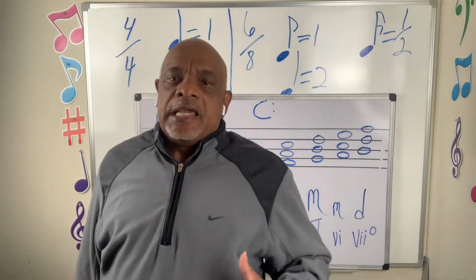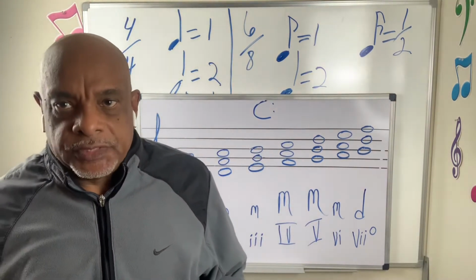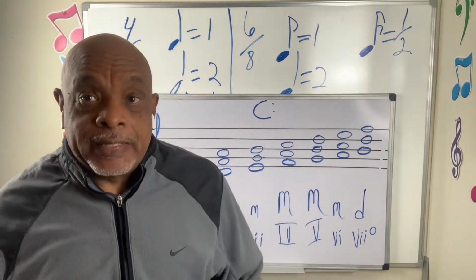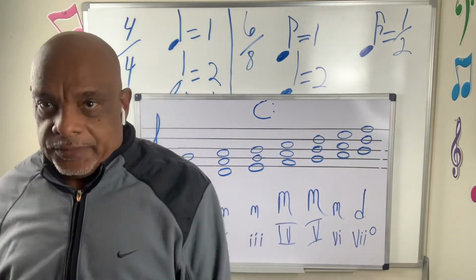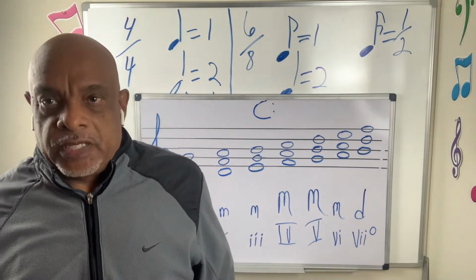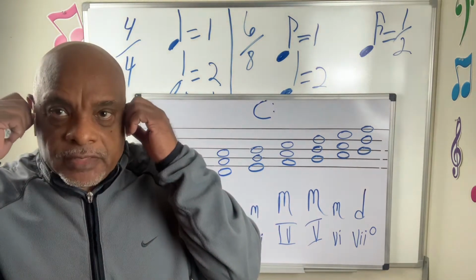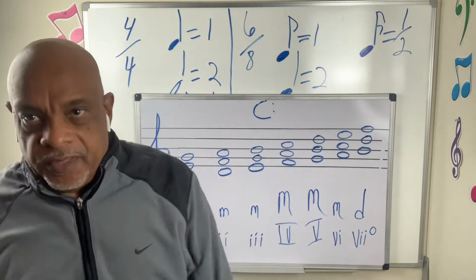Now, in our last session, we dealt with diatonic chords. A diatonic chord or triad is built from the notes within the scale, whether it be a minor scale or a major scale. Diatonic triads or chords are built from the notes within the scale.